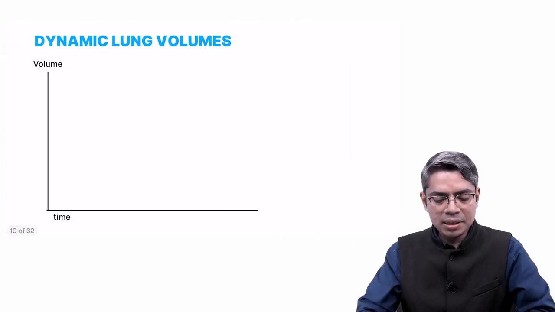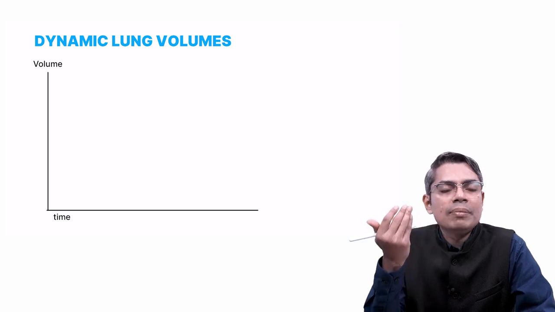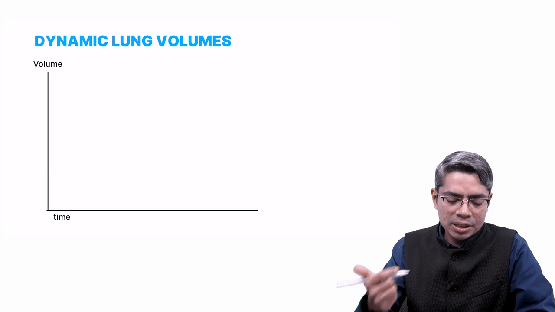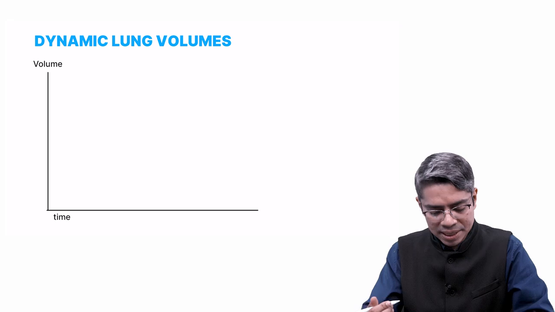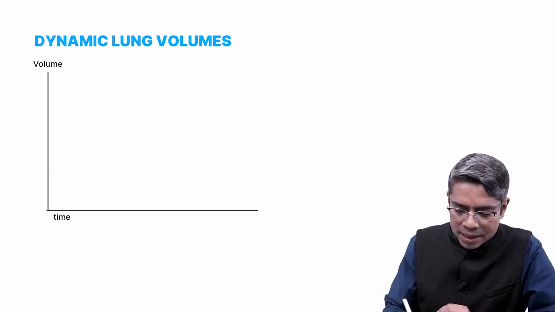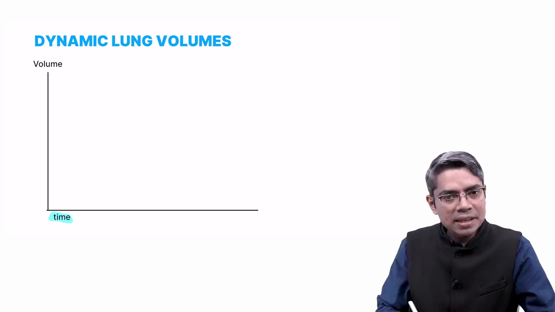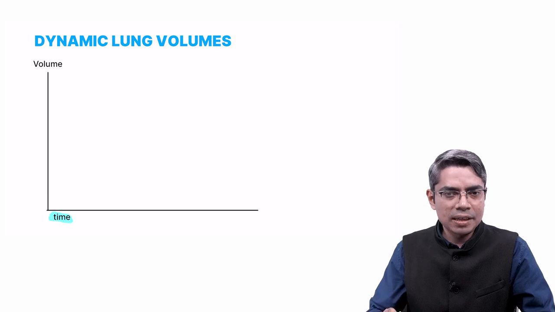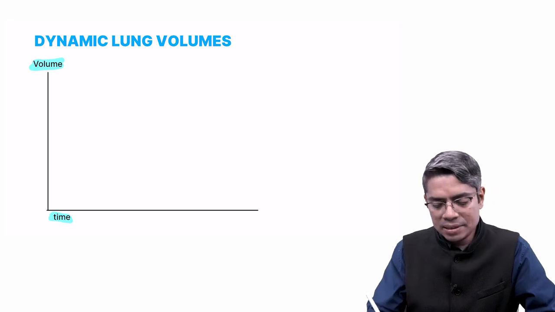Now, after understanding the static lung volumes and capacities, we are going to discuss the dynamic lung volumes and capacities. Here we are going to discuss various lung volumes and capacities with respect to time. That's why the time axis, the x-axis, has been enlarged. See here, the long x-axis is there, because now we are going to measure time, and the y-axis is the same, that is the volume.